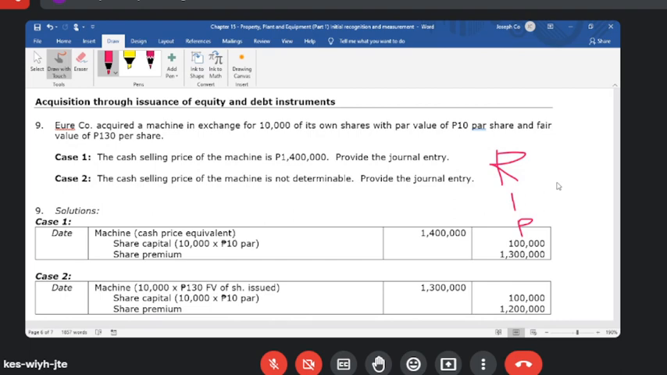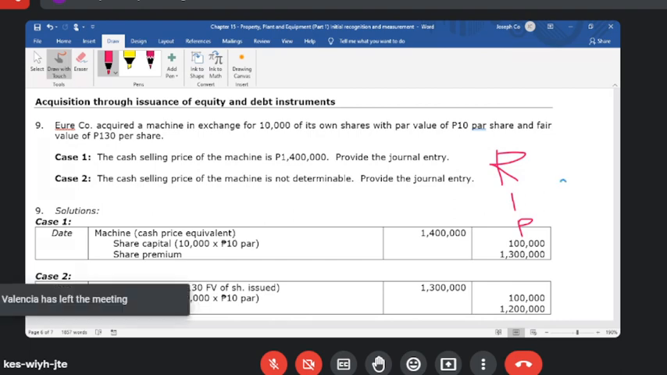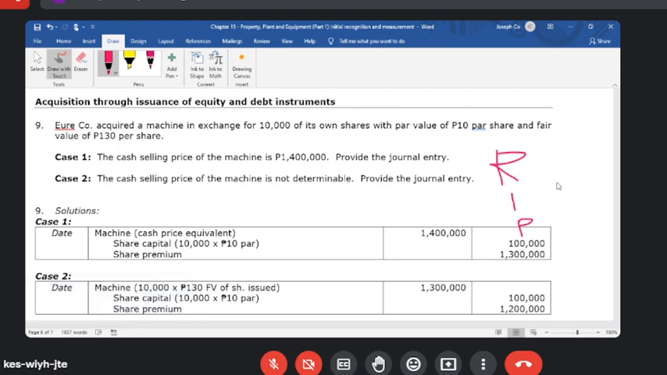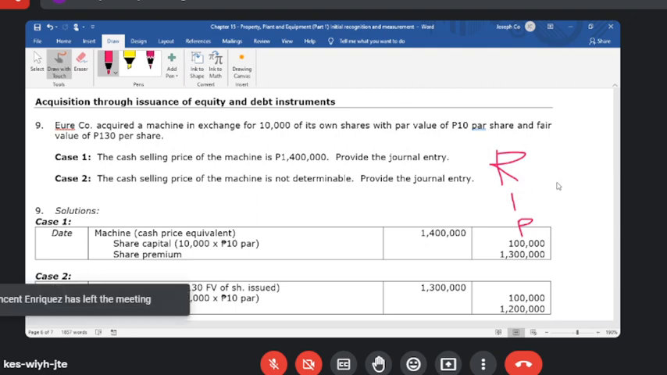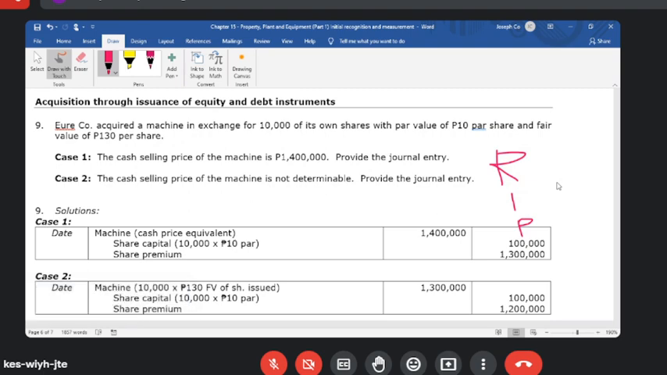On the other hand, if the fair value of the asset received is not available, no, the second priority is the fair value of the stock issued. And the fair value is 130 pesos per share. Then debit machine, 10,000 shares times 130 is equal to 1,300,000. Credit share capital, 10,000 shares at par value, 100,000. And credit share premium, 1,200,000.